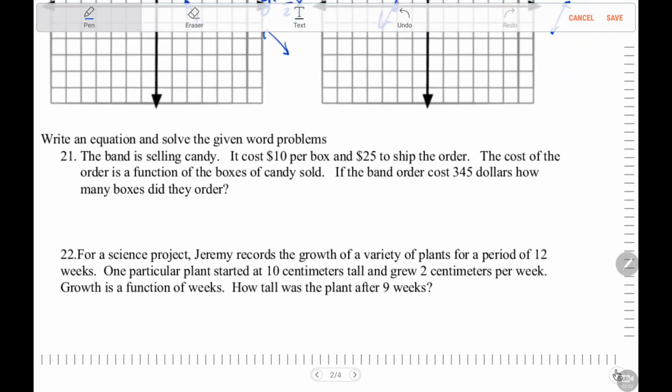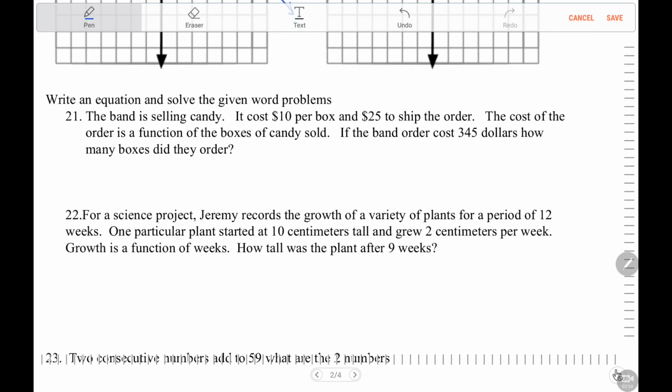Moving on, we get into some word problems. You'll have to set up some equations and solve them. So 21. The band selling candy is $10 per box and $25 to ship the order. The thing that's going to change is this $10 per box. You have to pay the $25 to ship. The cost of the order is a function of the boxes of candy sold. So basically, it's $10 per box, we'll call it B, plus $25 equals the cost.